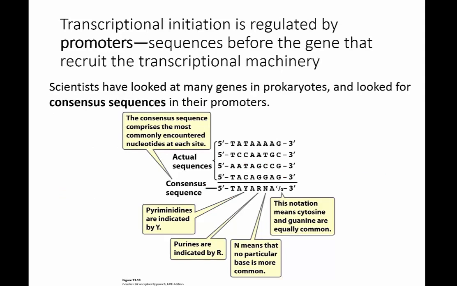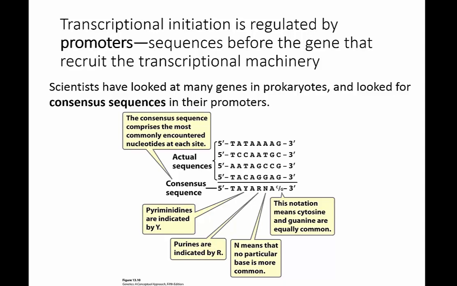So how does the cell actually know where genes are in that long DNA sequence that is found on a chromosome? The way that it finds genes is actually via the promoter. So promoters have particular sequences that are in common among a lot of different genes. And scientists who have looked for where genes are have actually found something called consensus sequences in their promoters.